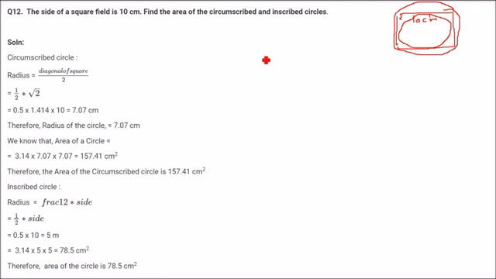Now, because this is a square, if we want to find the inscribed circle first, the side will be the diameter. I'm trying to find the inscribed one first. So what is the side? Which is 10 centimeters. So the side is 10 centimeters, which is equal to the diameter of the inscribed circle also. The diameter of the inscribed circle is 10. What is the radius? It is going to be 5. So what will be the area of the inscribed circle? Pi into r square. This will be pi, that is 3.14.